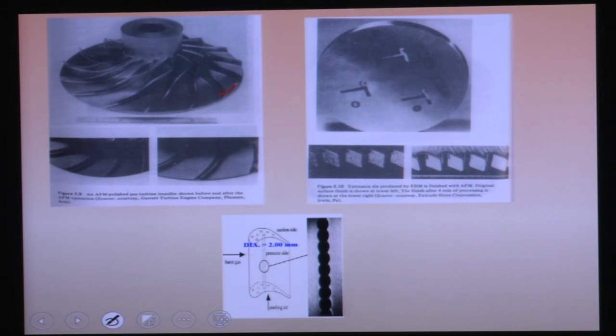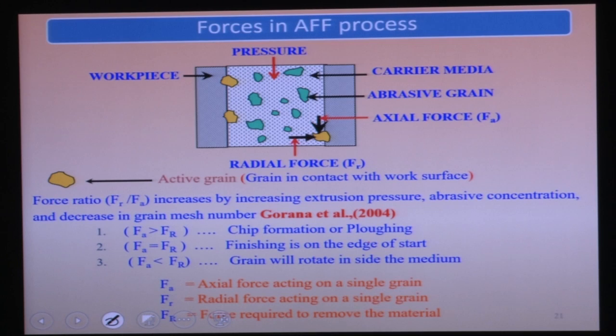Okay. So extrusion dies, you can see here, these dies can be polished by the AFM process. And in turbine blades there are cooling channels. These cooling channels have non-uniform cross sections. So these cooling channels also can be polished by the abrasive flow finishing process.